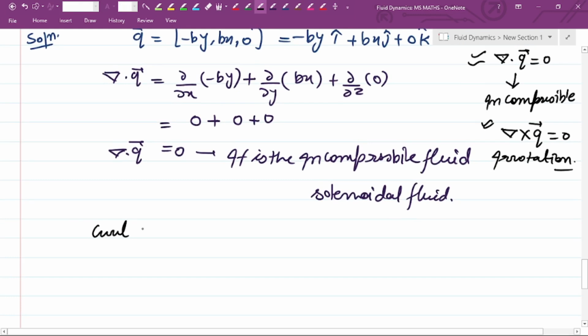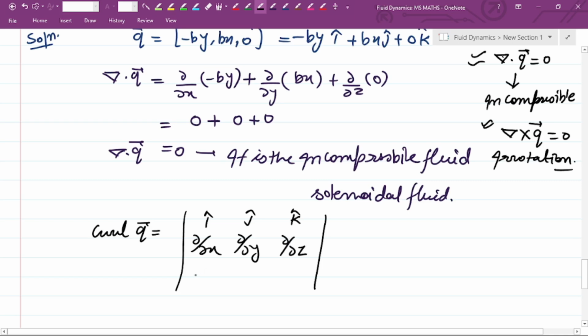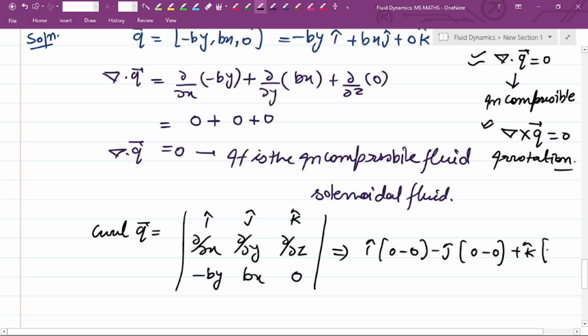Now, curl of q vector is basically the determinant of i cap, j cap, k cap, dou by dou x, dou by dou y, dou by dou z, minus b y, b x and 0. Finding the determinant, it is 0 minus 0, minus j is 0 minus 0. And plus k is basically with respect to y is minus of b. Okay, no, sorry, this is plus of b, and minus minus plus. So it will be 2b.